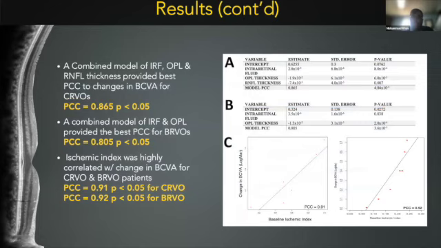So while the individual correlations weren't that strong, what we wanted to look into next was if we could combine fluid volume with layer thickness, would that improve correlations? And what we found is that it would indeed improve, outperforming individual metrics significantly. A combined model of intraretinal fluid, the outer plexiform layer, and the retinal nerve fiber layer thickness provided the best correlation to changes in best corrected visual acuity for patients with CRVOs at a significance of 0.865, while for BRVOs it would be similar with significant correlation at 0.805. And the ischemic index from our analyses was also highly correlated with change in BCVA for patients at significance 0.91 and 0.92. However, we do recognize the limited sample size for our ischemic index analyses.